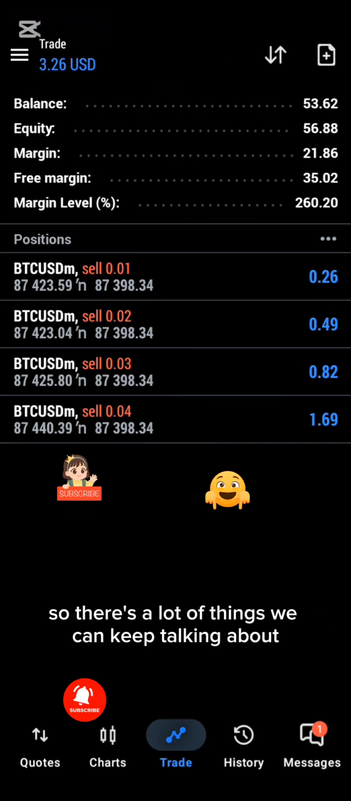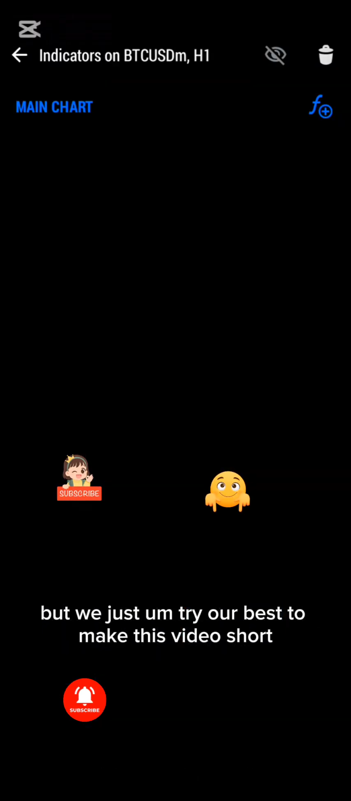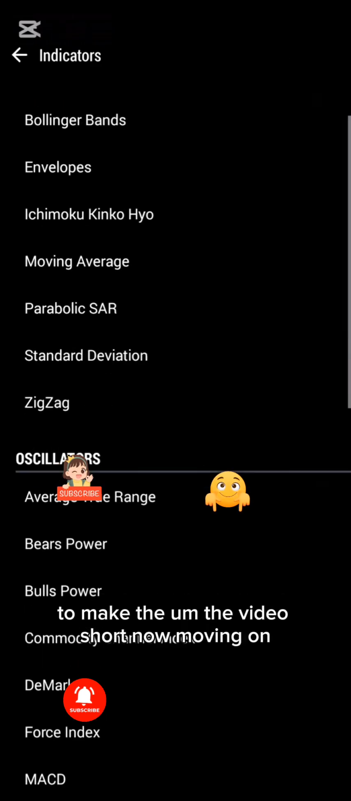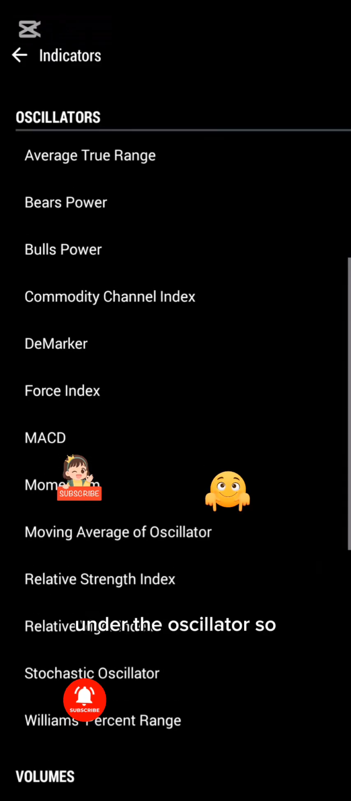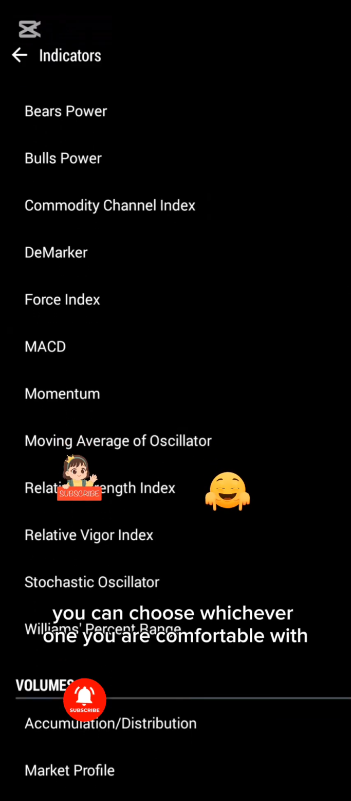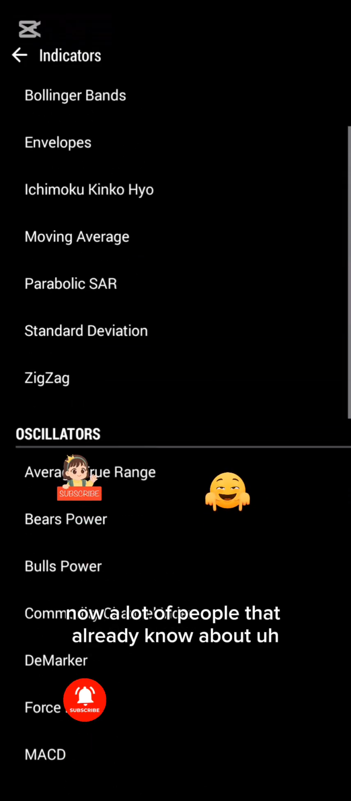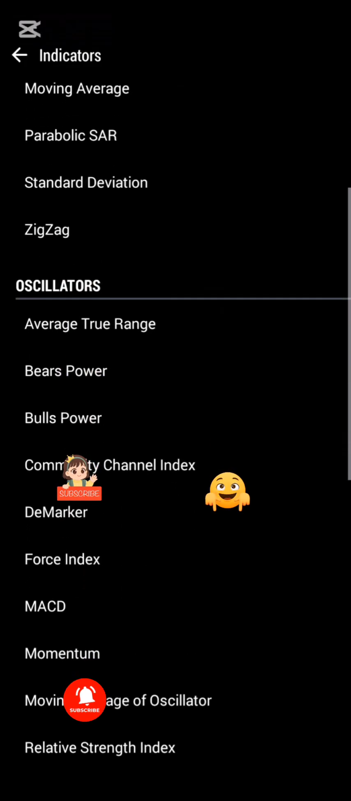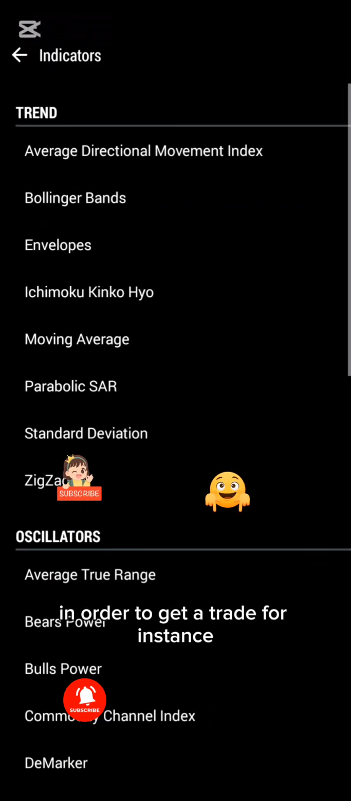So that's how it applies in all these basic oscillator indicators that are in our chart. There are a lot of things we can keep talking about, but we'll try our best to make this video short. Now moving on, you see a lot of indicators here under the oscillator, so you can choose whichever one you're comfortable with. A lot of people that already know about the trend indicator and the oscillator like combining both of them together in order to get a trade.